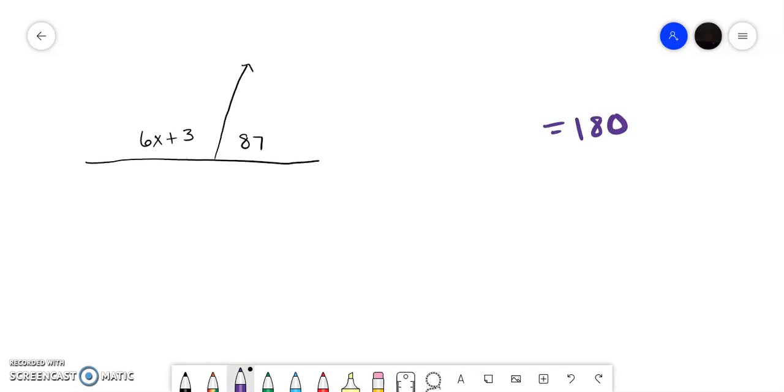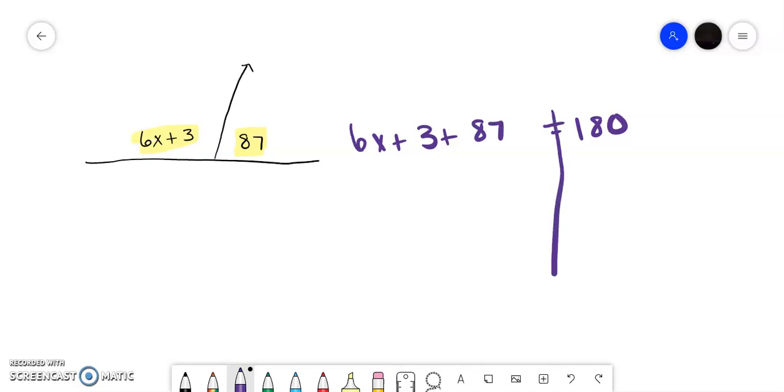So I'm going to add both my expressions. I'm going to take my 6x plus 3 and add that to my 87, so plus 87. And it should be equal to 180.